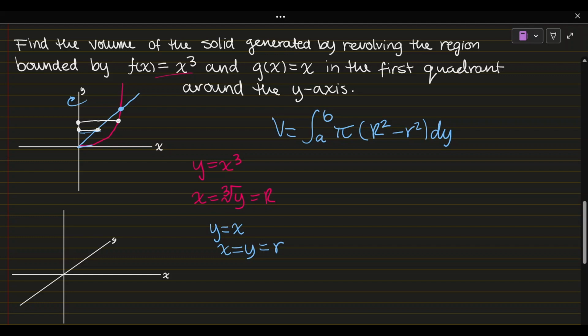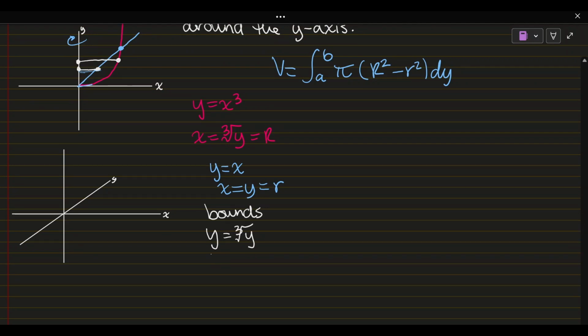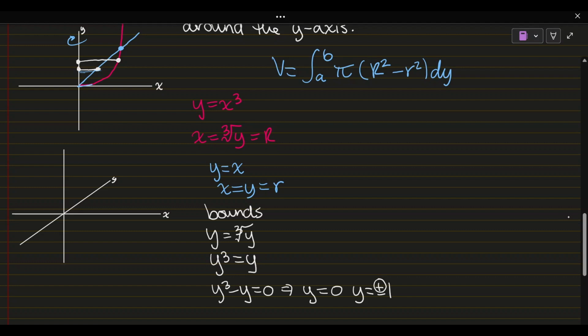And then to find my bounds, I need to set my two curves equal to each other. We want them in terms of y, so we'll set the y equal to each other. So we have y equals the cube root of y. That means that I have y cubed equals y. So y cubed minus y equals 0. And this will imply that y equals 0 and y equals plus or minus 1. We're in the first quadrant, so we take the positive one.